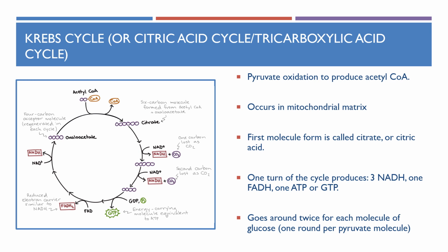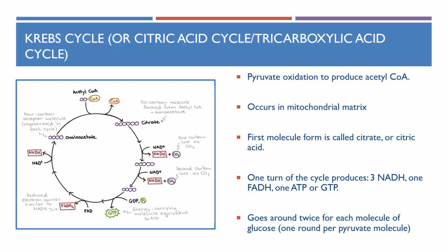Now that acetyl coenzyme A is going to enter the Krebs cycle, and when it enters the cycle, it's going to react with a molecule called oxaloacetate. And once they react, they're going to form the molecule called citrate, which is where the Krebs cycle gets its alternative name, the citric acid cycle, and even the tricarboxylic acid cycle. So now we've formed citrate, and we're going to further oxidize these carbon compounds.